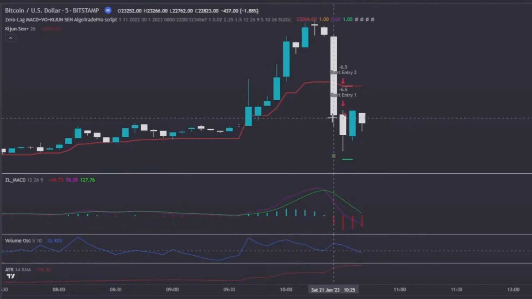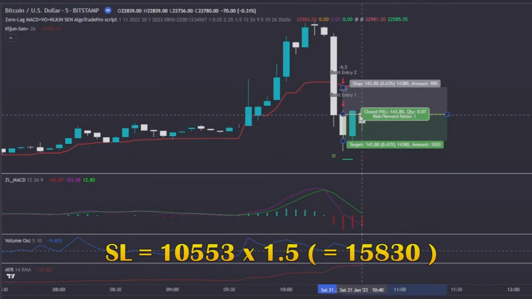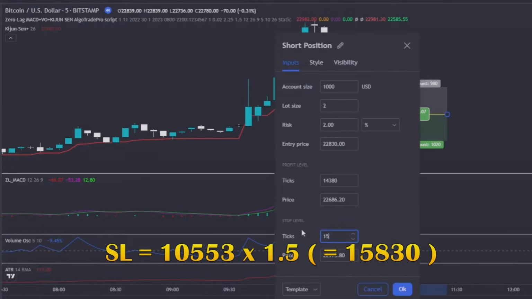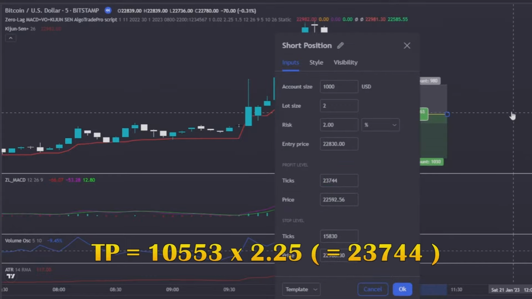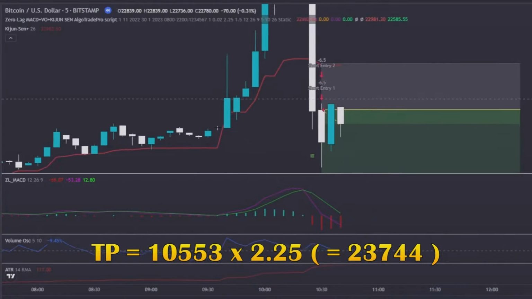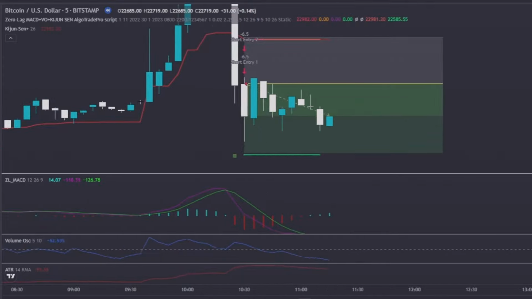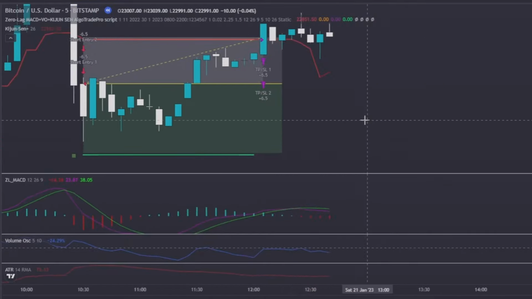The algo considered the entry point after the closure of the signal candle and placed the stop loss at 1.5 times the ATR pip value. So at 1.5 times 105.53, which was 158.30, and it placed the take profit at 2.25 times 105.53, which was 237.44. So far, everything is fine.